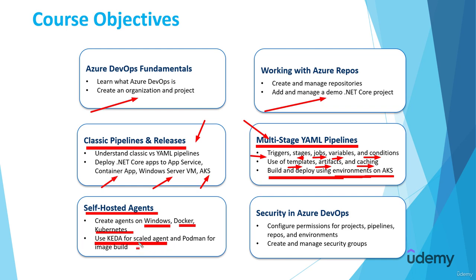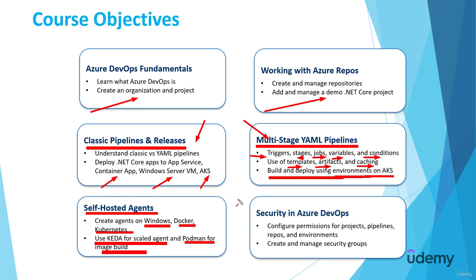So it will be very good to understand how to use operators to scale your agent whenever you need it. And we'll try also to use Podman from inside the Kubernetes pod. We will need Podman if we want to build a Docker image from inside the Kubernetes cluster. So we'll need it for image build.